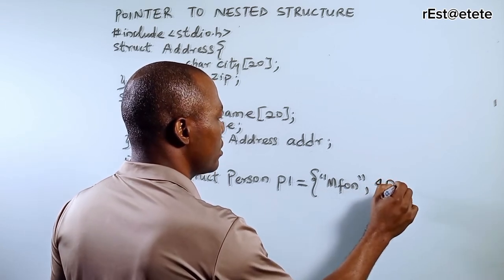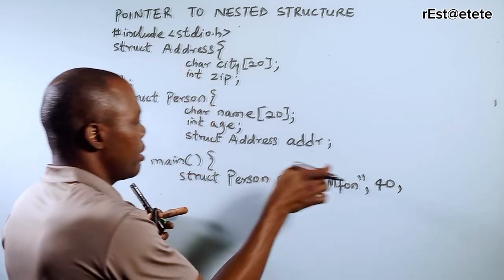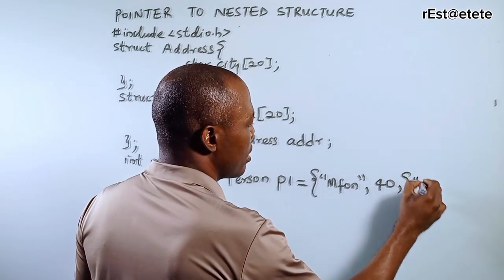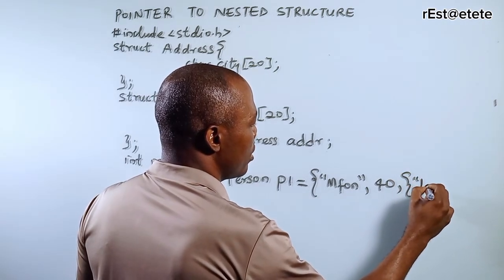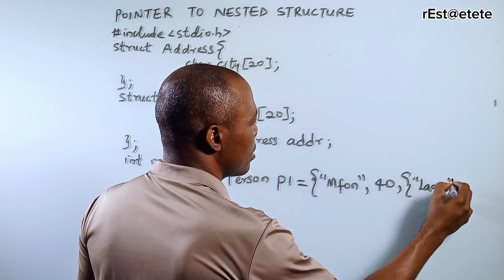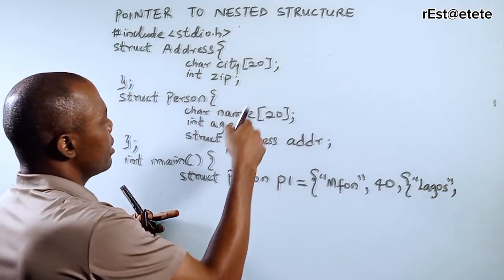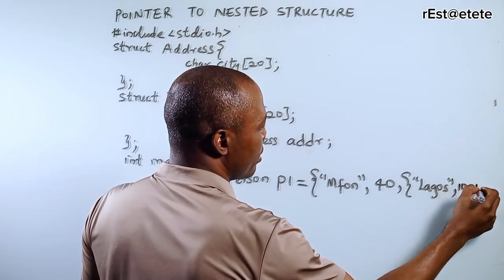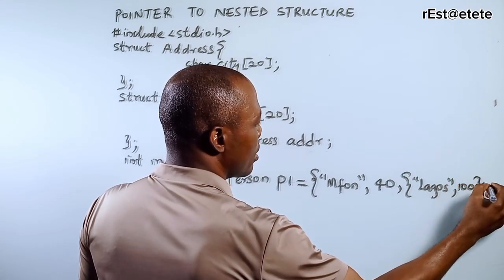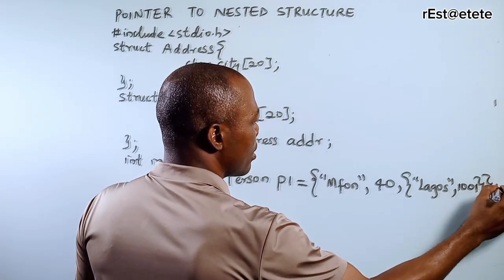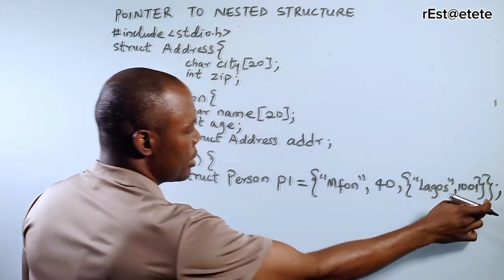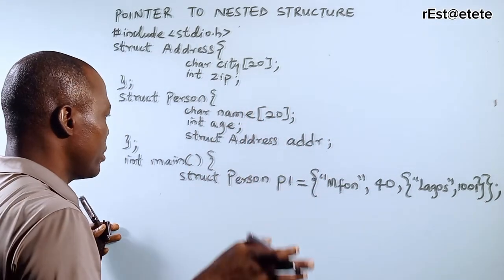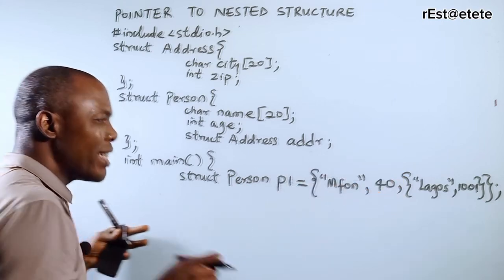So age 40. And then to access this address, so Lagos, comma, then zip 101. So this is for this, and this one is for this. That ends it. I hope you can still see what I wrote there. So I have declared that.